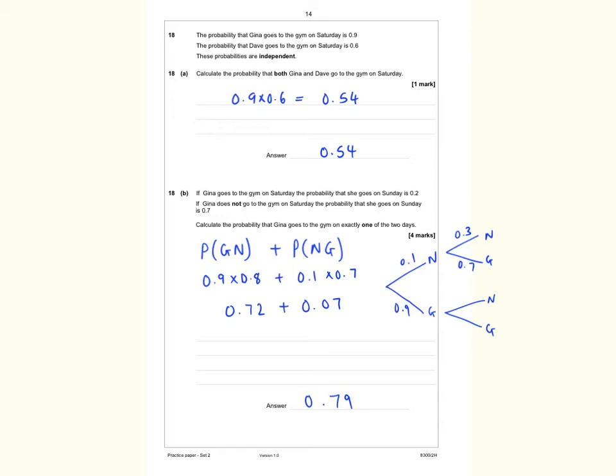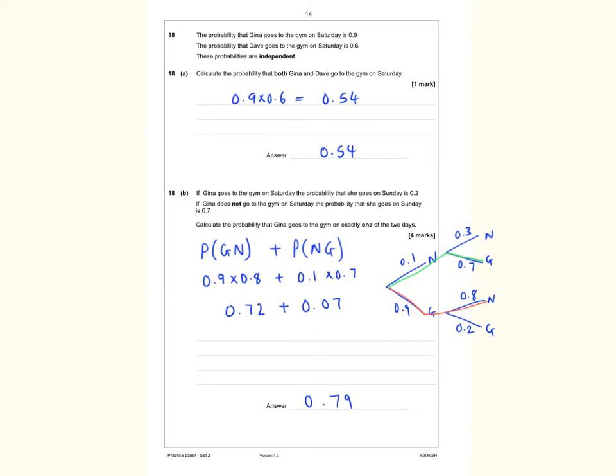And here, once she's gone on Saturday, so if Gina goes to the gym on Saturday, the probability that she goes on Sunday is 0.2. So going again is 0.2. So 0.2 here, and then you can see the 0.8 is here. And the 2 sort of branches that we were looking for is that one, and the other one was through here and then through there. So we've got 0.9 times 0.8, that's what we have there. 0.1 times 0.7, that's what we have here.